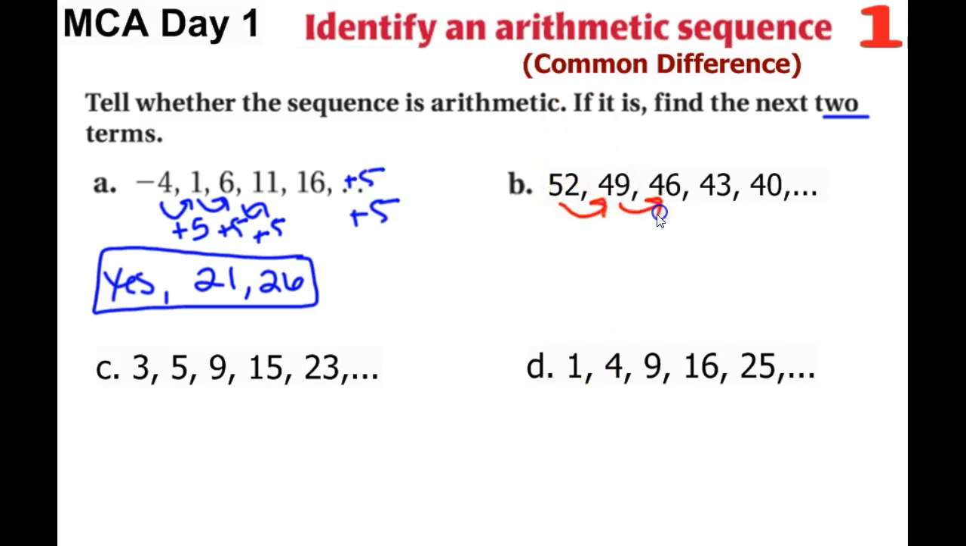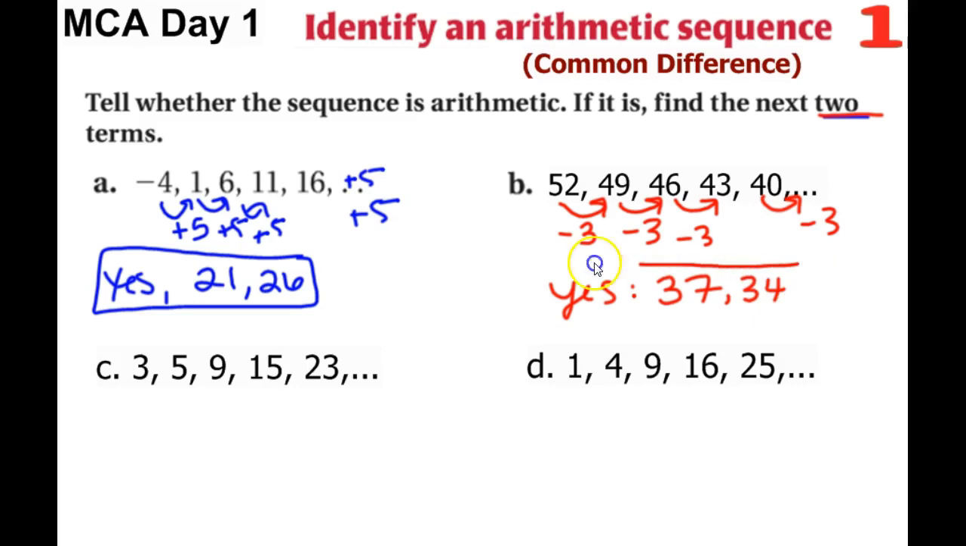This one we're going down from one number to the next. From 52 to 49 we went down 3. 49 minus 3 again is 46. Yes, this pattern works, so yes, this is arithmetic. And our next two terms, if we subtract 3, 40 minus 3 is going to give us 37. And then subtract 3 again, and we'd be at 34.